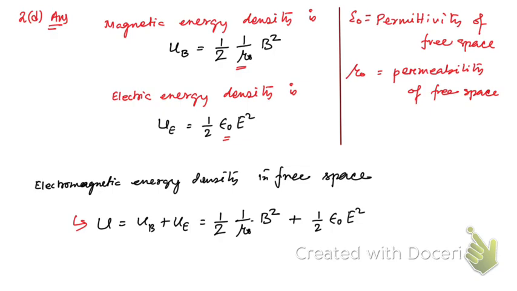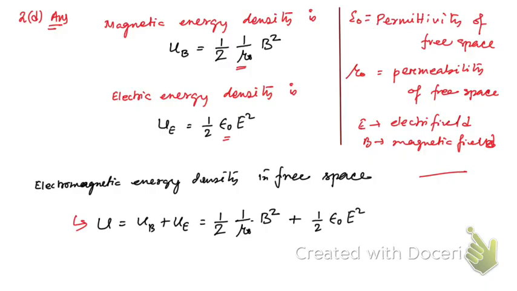And this E is the electric field, and B is the magnetic field here, right? So hope you have understood this. So this is the answer to question number 2D.